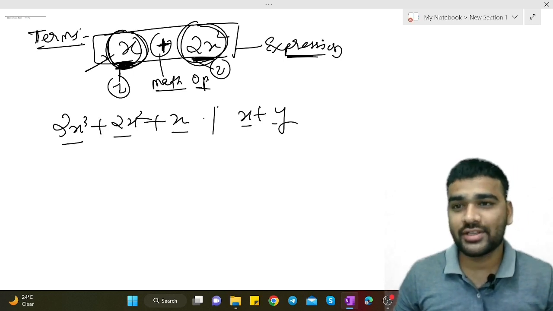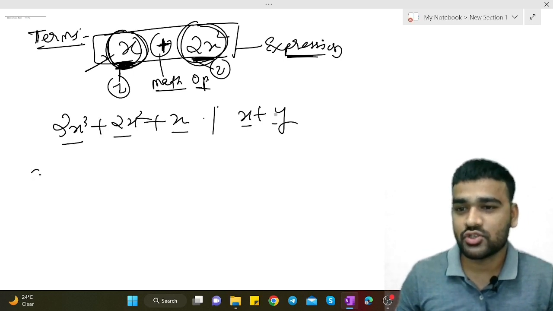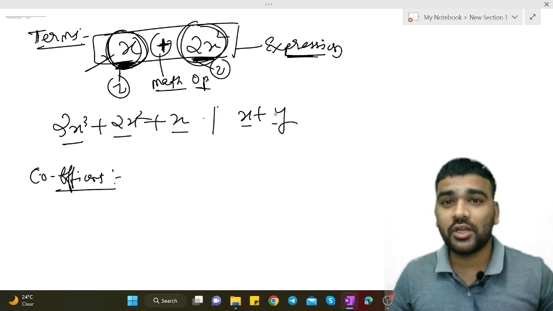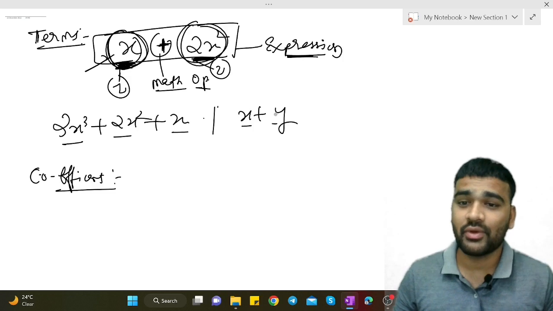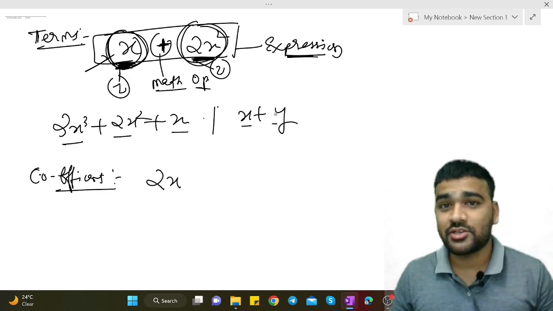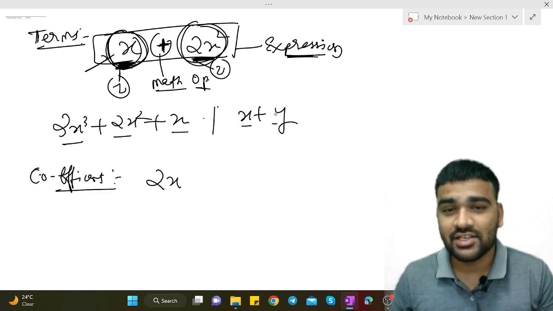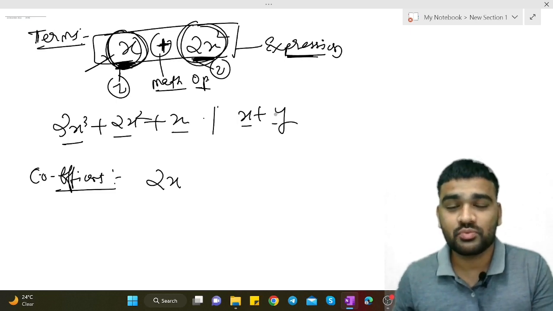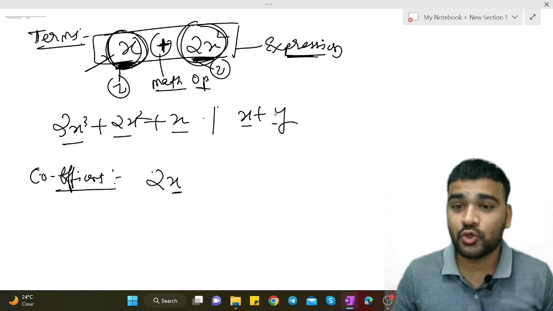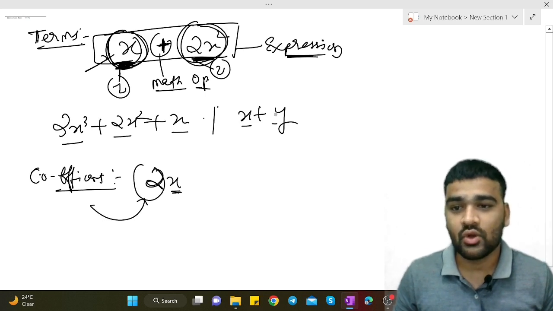Now let's talk about the coefficient. What is a coefficient? A numerical value which multiplies with a variable. Let's say I write 2x. As I told you, a coefficient is a constant number which multiplies with a variable. So here x is a variable and 2 is multiplied with the variable. So 2 is going to be the coefficient.